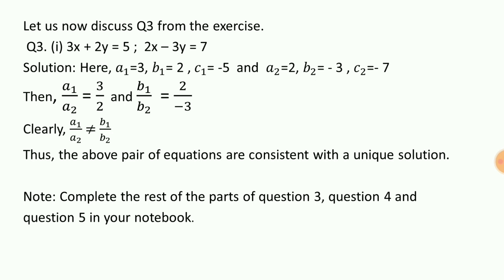A1 upon A2 is what? 3 upon 2. B1 upon B2 is 2 upon minus 3. Clearly A1 upon A2 is not equal to B1 upon B2. So we have a unique solution. So I think it is very clear. You can do the third and the fourth question and the fifth question also in your notebook. It's on the same lines.